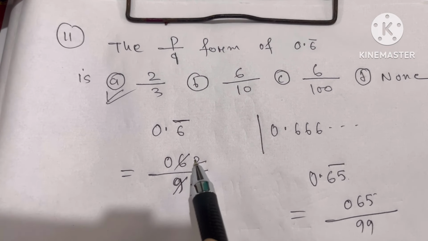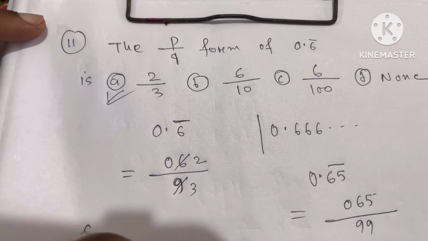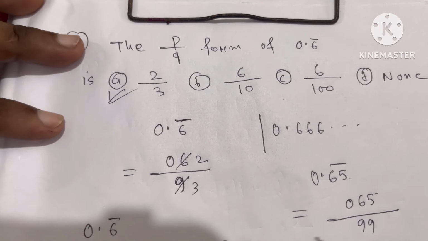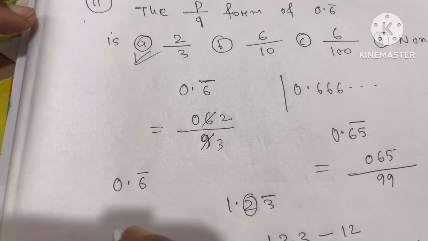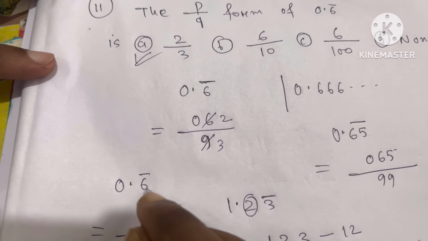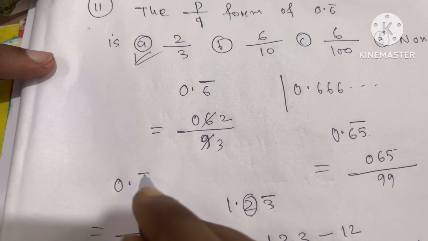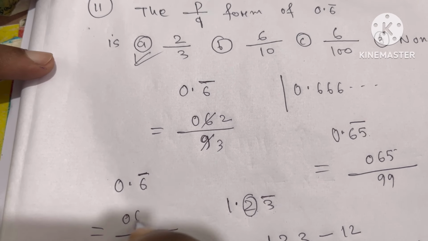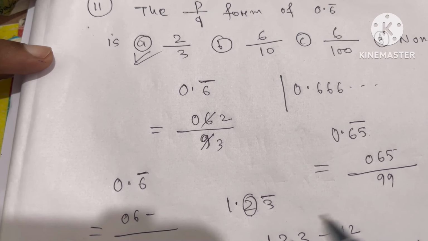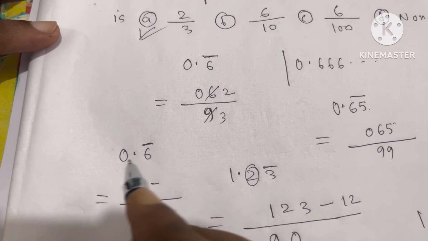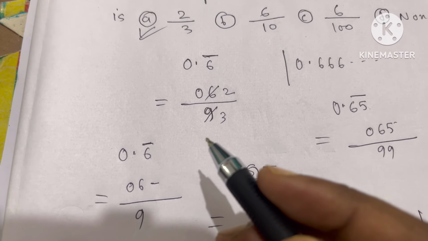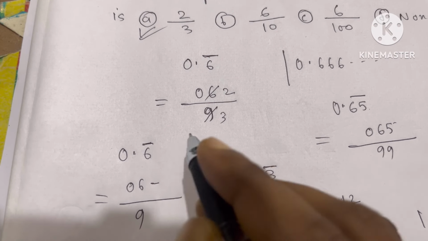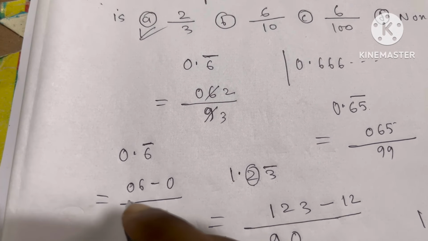So why did I not subtract anything when I write 0.6 bar in the form of p by q? After the decimal, 1 digit has come, and that digit is repeated, so 9 comes in the denominator. And in the numerator, 6 comes. But I do not subtract anything. Why? Because there are no non-bar numbers, only 0. If you subtract 0 also, you'll get the same answer.